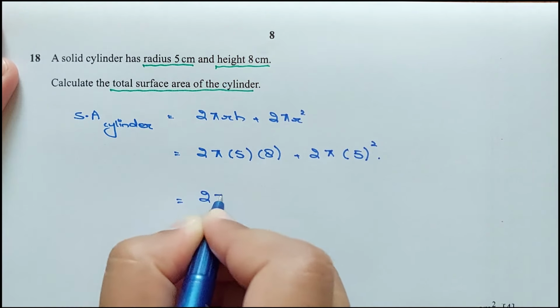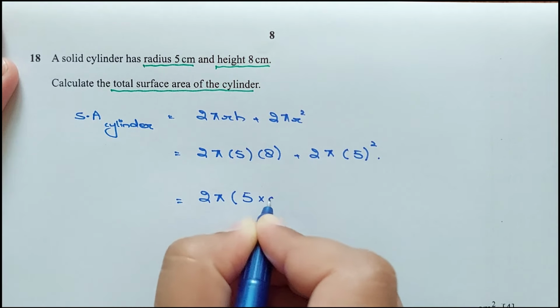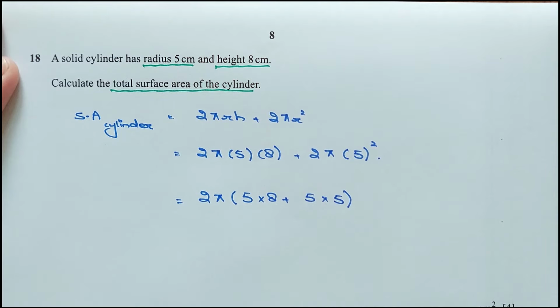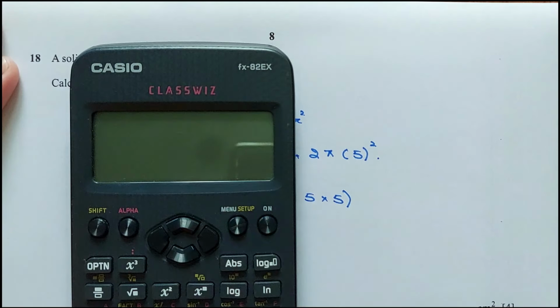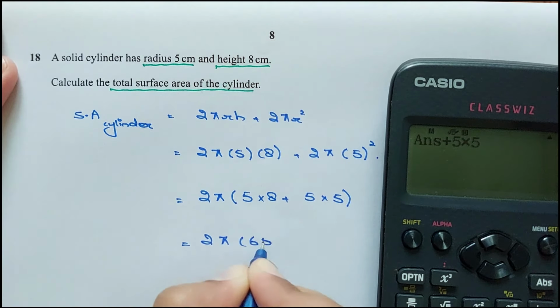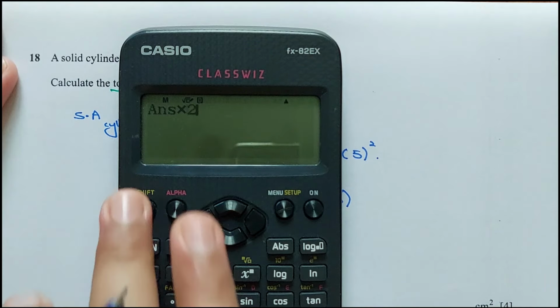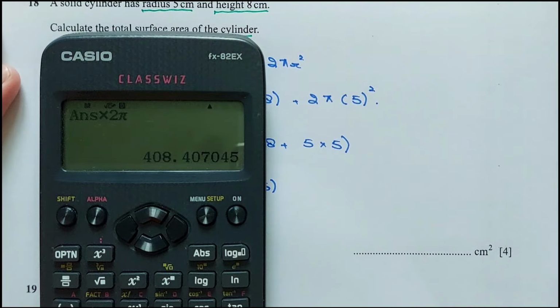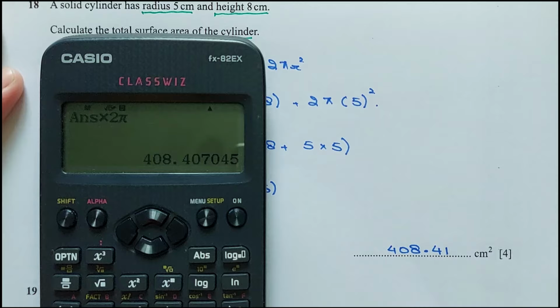Now 2 pi is common. We have 5 times 8 plus 5 times 5. Let me simplify this further. 5 times 8 is 40 plus 5 times 5, 25, which is going to be 65. So 2 pi into 65. This is 130 pi, or we can say 408.4. So 408.41 centimeters squared, or you can just keep 408.4.